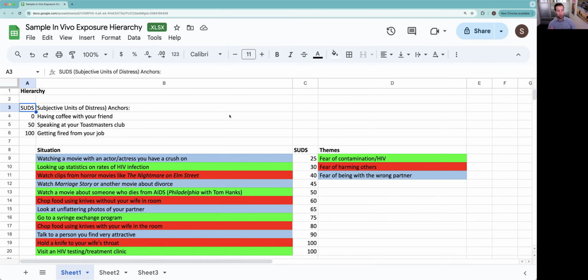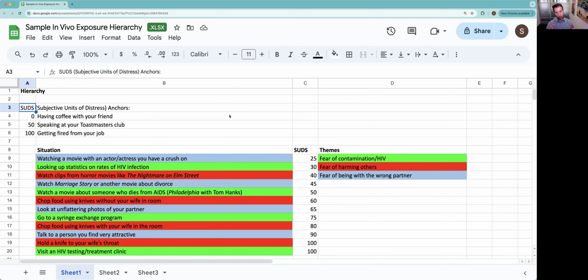Okay, that brings up like no anxiety. Then a 50, so somewhere in the middle between 0 and 100, might be speaking at your Toastmasters club. Toastmasters, for those that don't know, is a public speaking organization and club. And so public speaking, something that's going to bring up anxiety for most folks, kind of right in that middle zone. And then 100, maybe the most distressed you've ever been was actually when you were fired from your job.